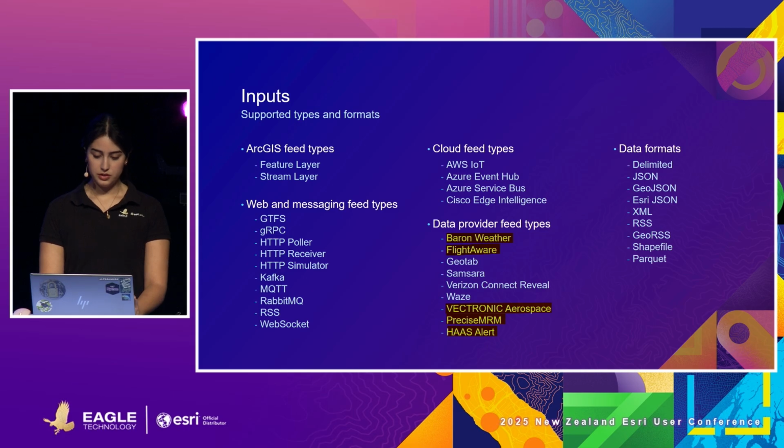So the newest additions include Barren Weather for real-time weather data, FlightAware for aviation tracking, Vectronic Aerospace for wildlife telemetry, and there's more. So most of these feeds originate from US providers, but they're not all US specific, like Vectronic Aerospace that offers global data. So these integrations expand the types of real-time data that you can bring into your analysis workflows.